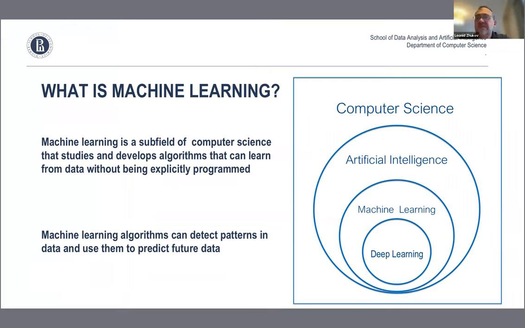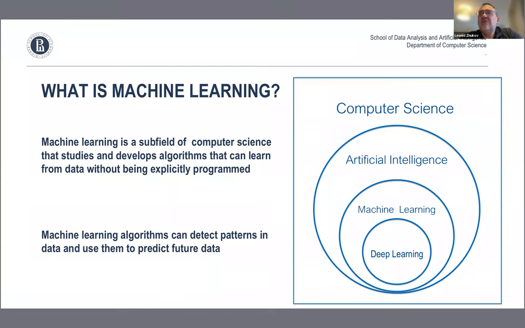It is a subfield that develops and studies algorithms that can learn from data without being explicitly programmed. Typically, algorithms can detect patterns in data and use examples to learn from them. Deep learning is a subset of machine learning algorithms that are based on neural networks. And within deep learning, there is an even smaller subset of so-called large language models or foundation models, and ChatGPT is based on those.